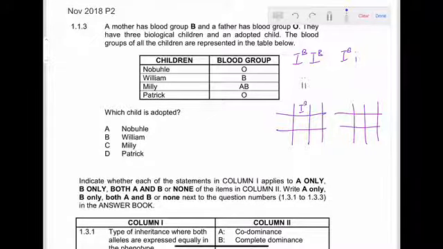So if the mother is IB IB and the father is little i little i, then all of the offspring are going to be blood group B. That's not what we see. So the mother must therefore be IB little i, with the blood group O father.